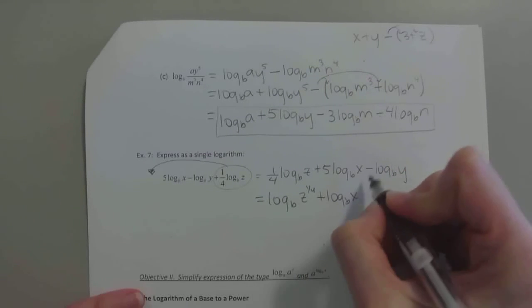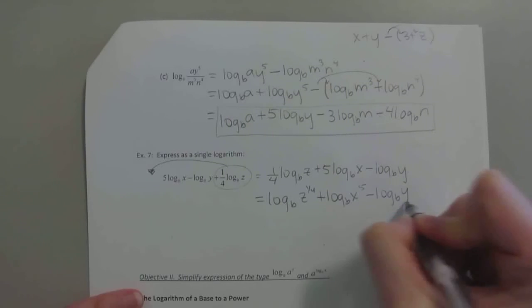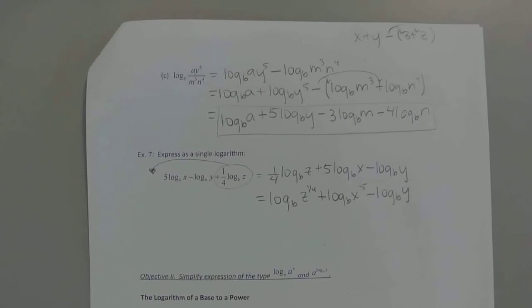So you're going to look for coefficients first. Log base b of z to the 4, the 1/4, right? Which in a second we're going to change to a radical, but not yet, okay? And this will be log base b of x to the 5th minus log base b of y. All right, so that was step number 4.